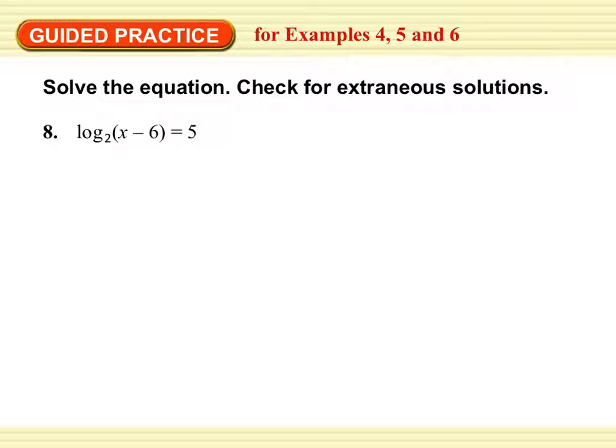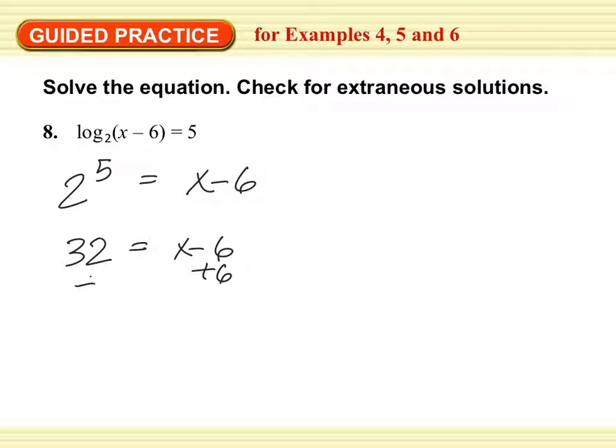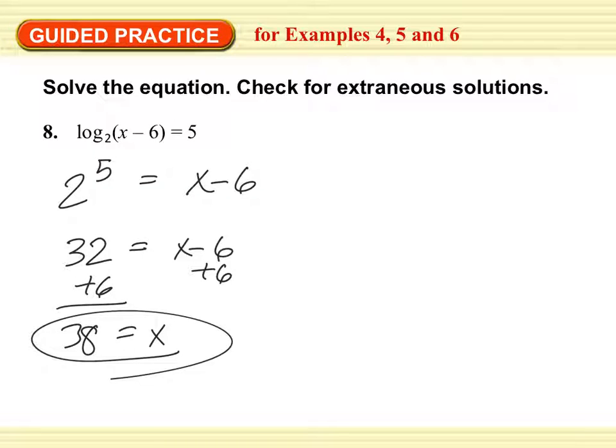Another one: log base 2 of x minus 6 equals 5. I'm going to put this into exponential form. 2 to the 5th power equals x minus 6. What is 2 to the 5th power? 2 raised to the 5th power is 32. Adding 6 to both sides, I get x equals 38. Cool.